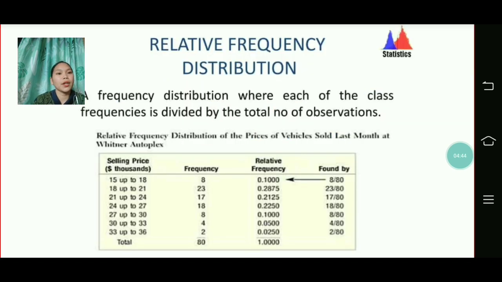Let's explore relative frequency distribution. A frequency distribution where each of the class frequencies is divided by the total number of observations. It expresses frequencies as proportions or percentages, useful for comparing distributions across different samples or populations. For example, analyzing voting preferences by demographic groups.